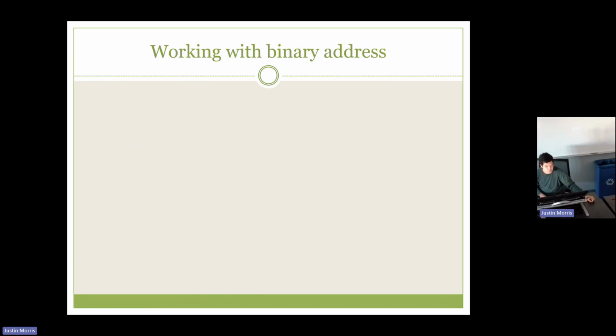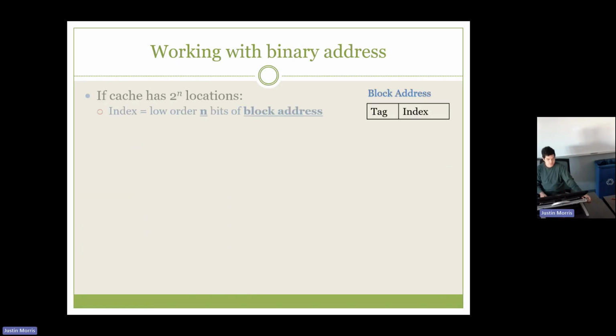So here are a couple examples of working with these binary addresses. If we have a cache with 2 to the n locations, where there's n cache blocks, then the lower order n bits of the block address, so this is after we have chopped off offsets, are our index.